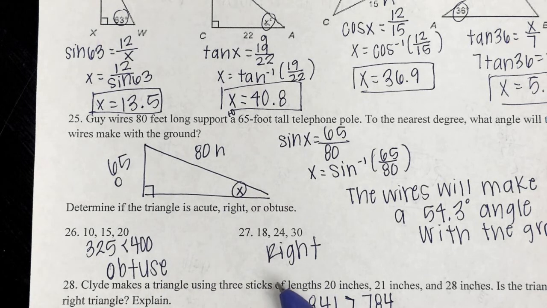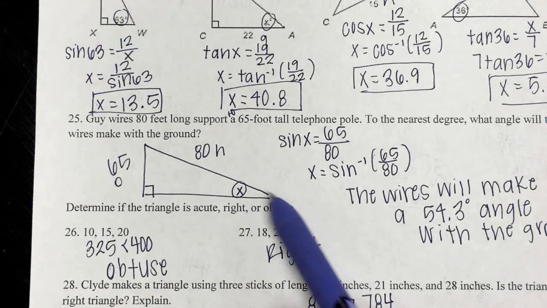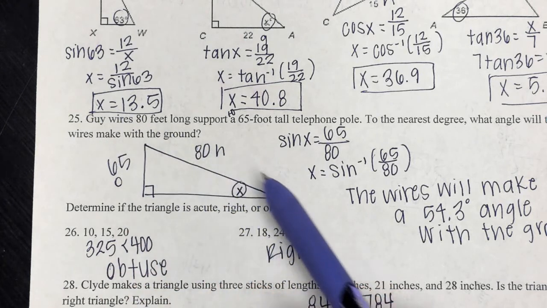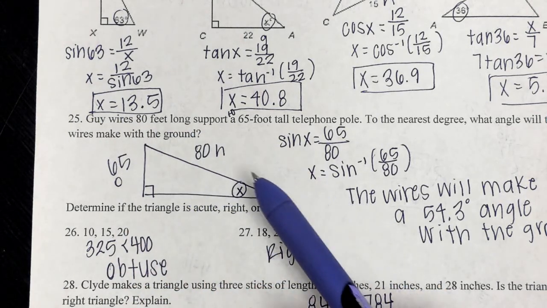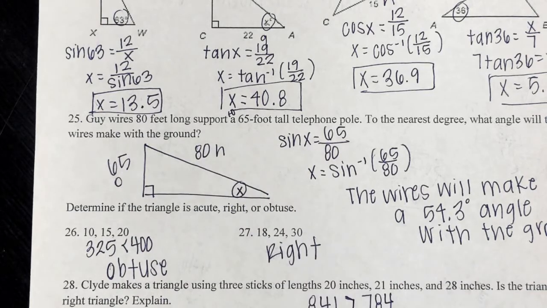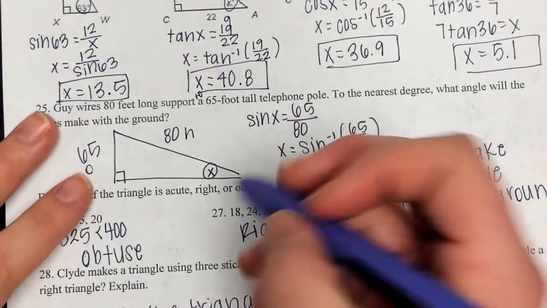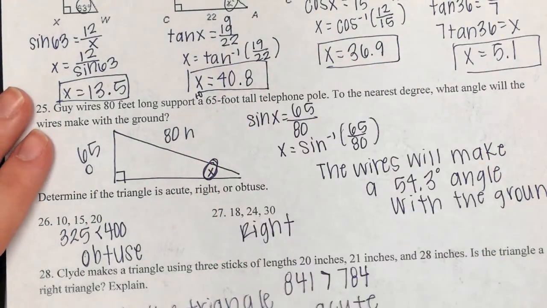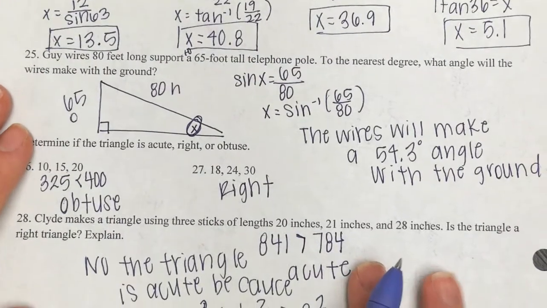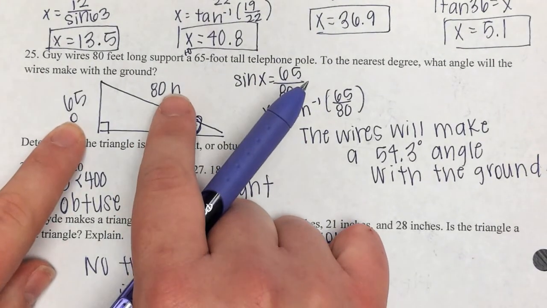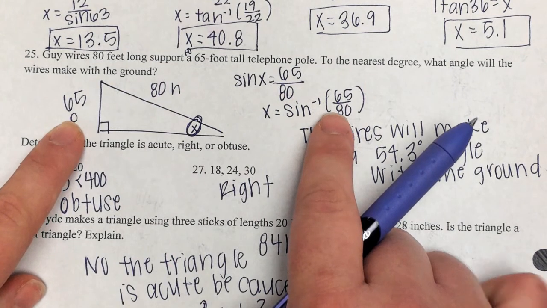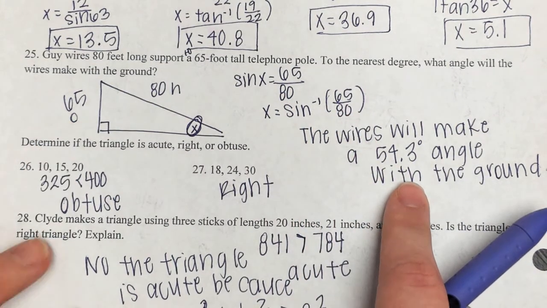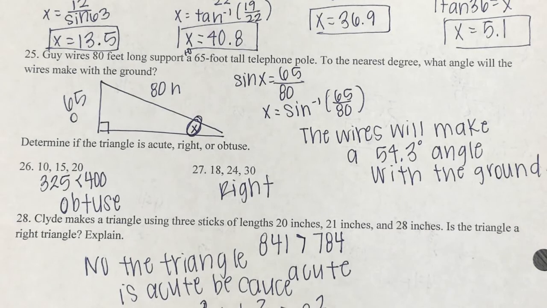I don't know, I guess it doesn't say. I just assumed that the support was going to be the hypotenuse. Yeah, because it's holding it. That's how you would anchor something down. So this is the one you are finding. X is what you're finding. So I used opposite and hypotenuse, which is sine. So you had to use the inverse of 65 divided by 80, and I got 54.3 degrees.